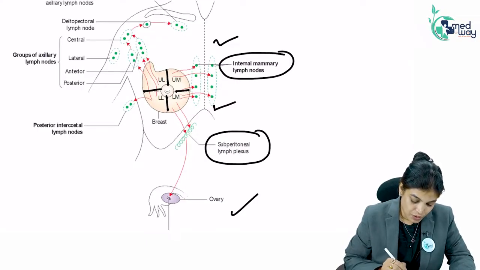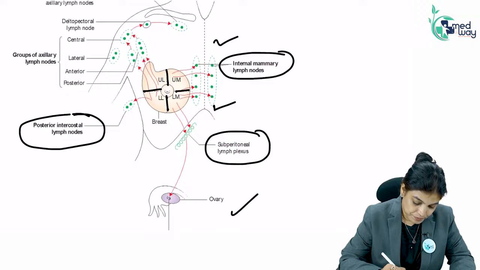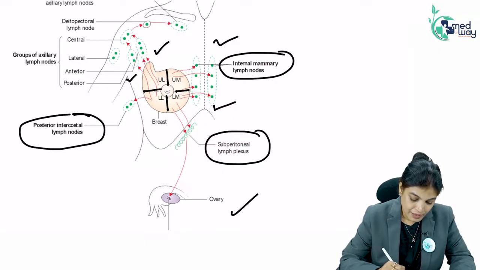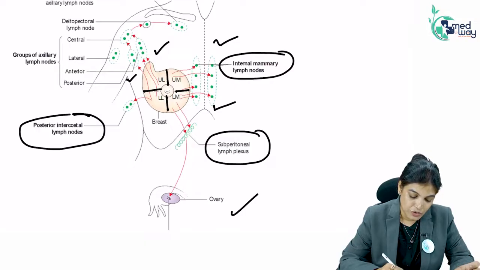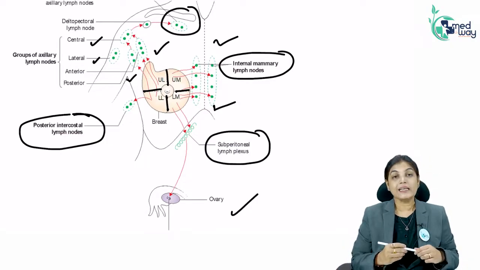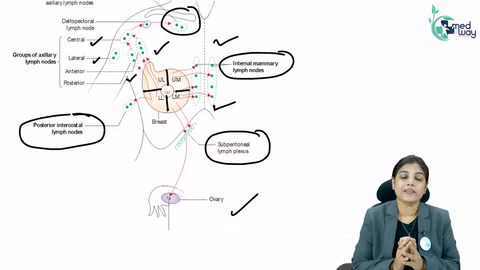If I talk about the lateral quadrant, a few lymphatics will drain into the posterior intercostal nodes, and others will drain, as you can see here, into the axillary group of lymph nodes. The lower lateral drains into the posterior group of axillary lymph nodes. The upper lateral will drain into the anterior group of axillary lymph nodes. They will form communication with the central group and ultimately will reach the deltopectoral and apical group of axillary lymph nodes. So if you see this image, you can understand the whole lymphatic drainage of different quadrants of the breast.